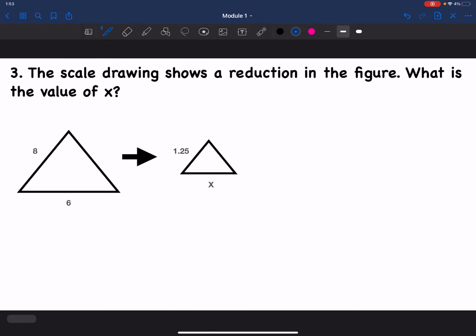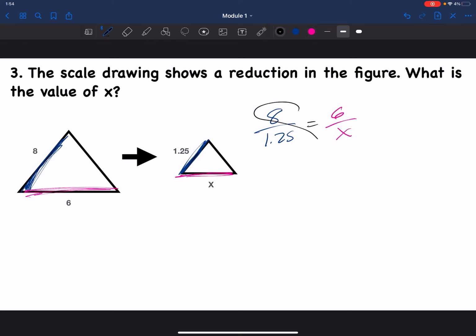The scale drawing shows a reduction in the figure. What is the value of x? All right, so I'm going to match up my sides. So this side matches with this side. So 8 over 1.25 is equal to, these sides are going to match, 6 over x.